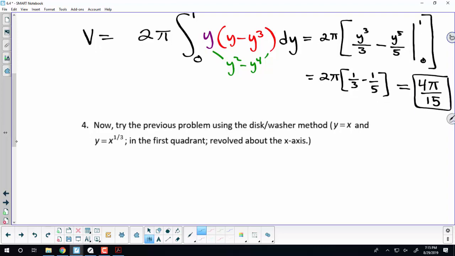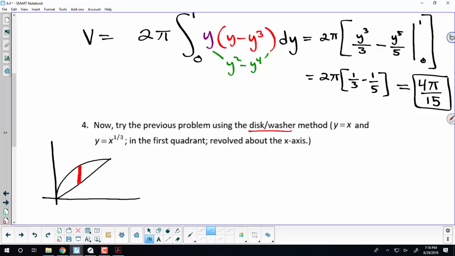Okay, so, same region, same quadrant, revolved around the same axis. You're generating the same volume, but this time we're going to use the disk washer method to compute that volume. So disks, washers. Well, are we going to have a disk or a washer? So washer, because we have a gap between our region and the axis of revolution.